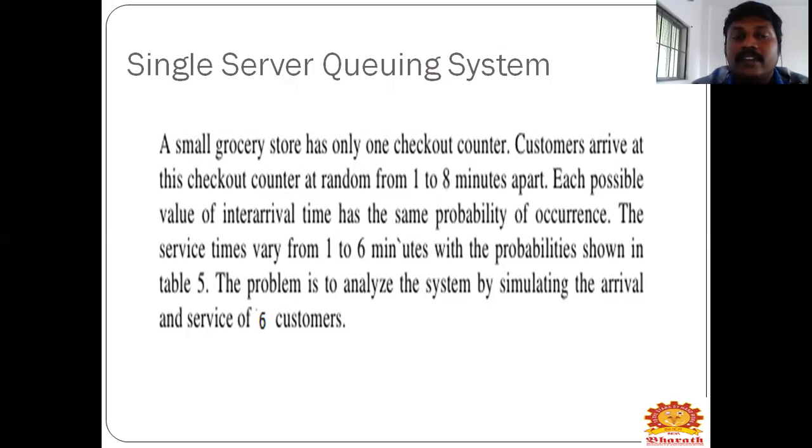Customers arrive at this checkout counter at random, 1 to 8 minutes apart, and each possible value of inter-arrival time has the same probability of occurrence. The service time varies from 1 to 6 minutes, with the probabilities shown in the table below. The problem is to analyze the system by simulating the arrival and service of 6 customers.